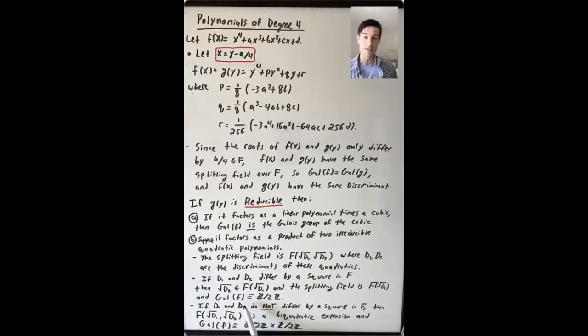It's when d1 and d2 do not differ by a square in f, meaning that their ratio is not a square in f. Then f adjoin square root of d1 and square root of d2 is a biquadratic extension. This is something that's already come up in our discussion of examples of field extensions so far. And we know that in this case, the Galois group is isomorphic to Z mod 2Z cross Z mod 2Z. Okay, so that completely takes care of the case where a quartic polynomial is reducible.